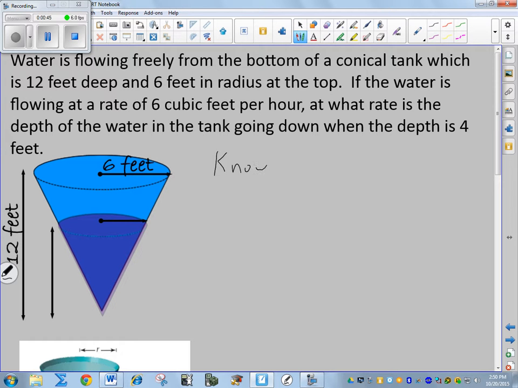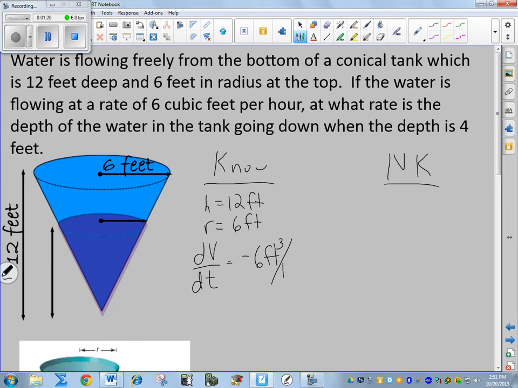So what do we know? What do we know from up here? The entire tank is 12 feet. All right, so we know the height is 12 feet. What else do we know? The radius is 6. And what's going on? What rate? The water is -6. Yeah, the change in volume with respect to time is -6 cubic feet per hour.